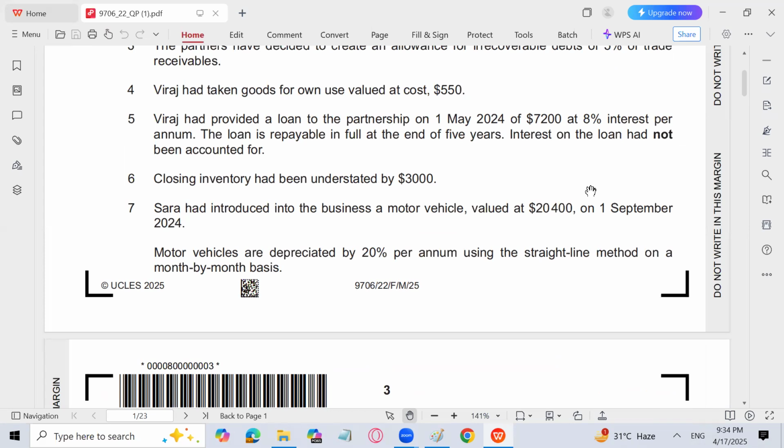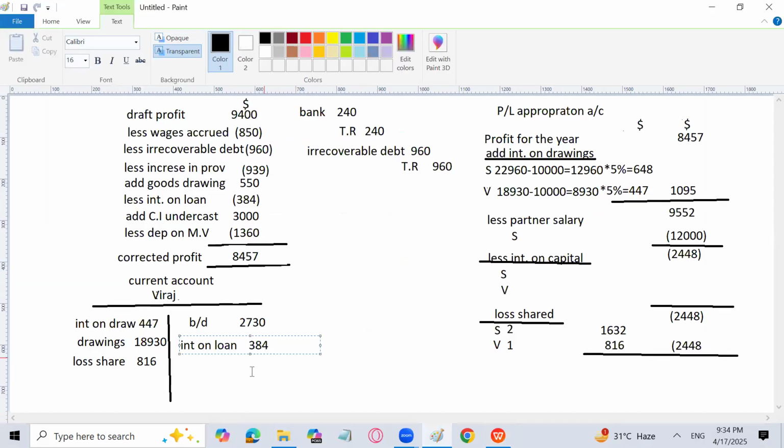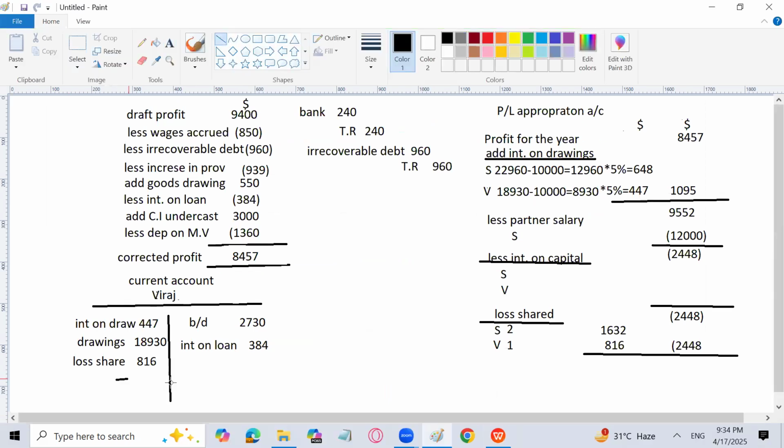So I was expecting this part to be given in the question, but it was rather an easy one. That particular interest on capital point is not given. Otherwise, we have to calculate Sara's interest on capital separately for the original capital and for the new capital, whatever the motor vehicle has been introduced by Sara in the partnership business. Okay. So now let's go for the total and tell me the answer.